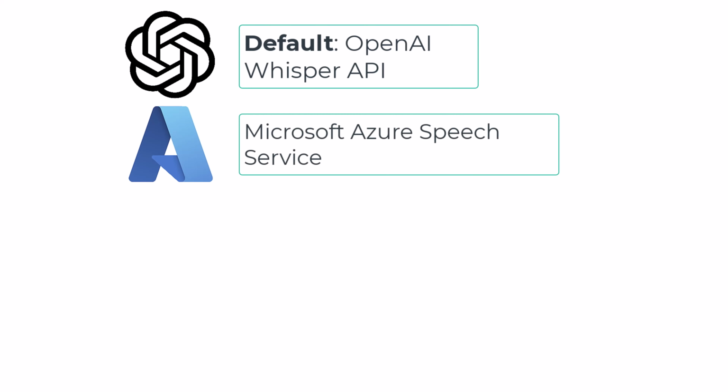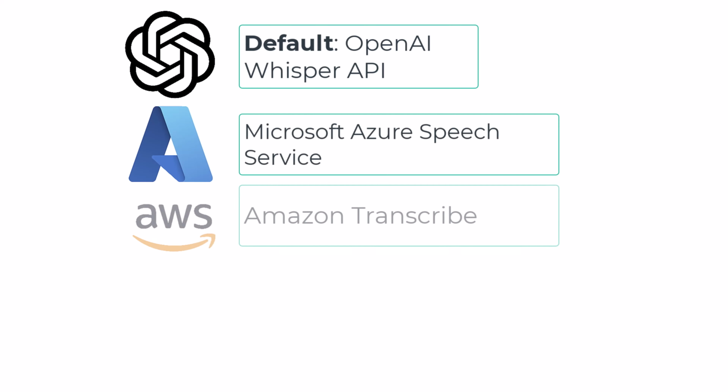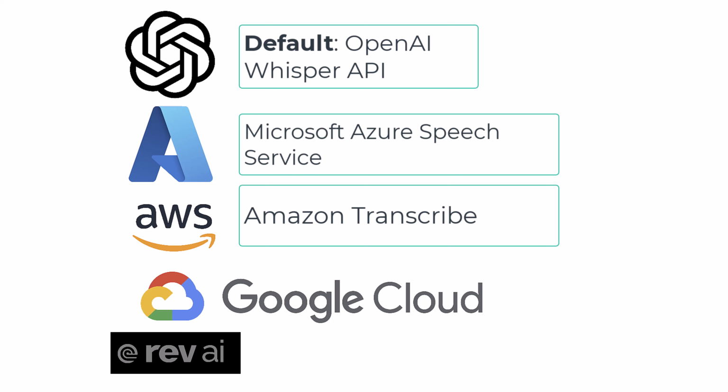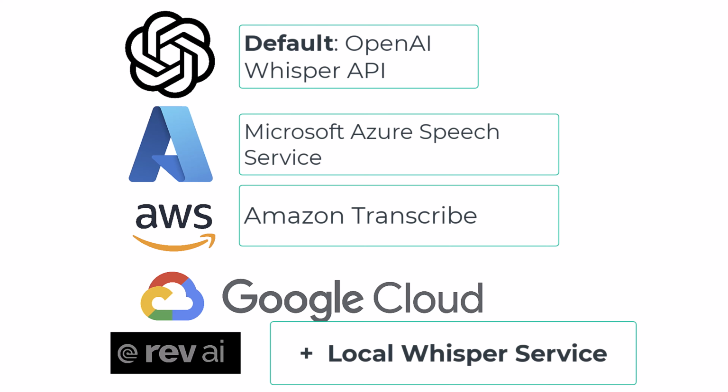Microsoft Azure Speech Recognition, Amazon Transcribe, Google Cloud Speech-to-Text AI, Rev AI, and even the on-site installed Whisper service, if you don't want to provide your call recordings to the public services. I will show you how to set up multi-vendor speech recognition, and in this example I will use Amazon Transcribe.